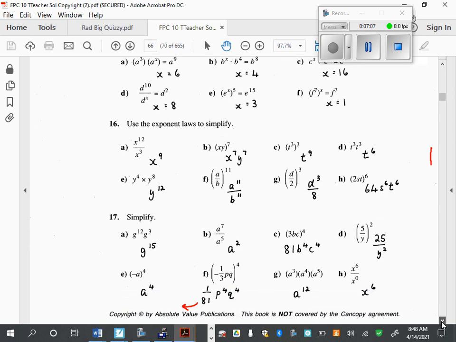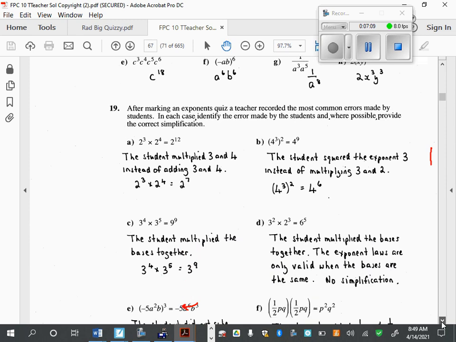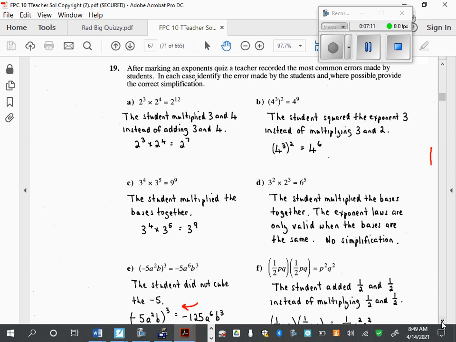Most of the time students lose marks on 19. It's not because they don't know how to do it, they just don't do both things. 19 asks you for 2 things. You have to identify the mistake, you have to tell me what they did wrong, and then you have to correct it. Don't do one of them, because you get 50% on this question. It's not meant to be a hard question.